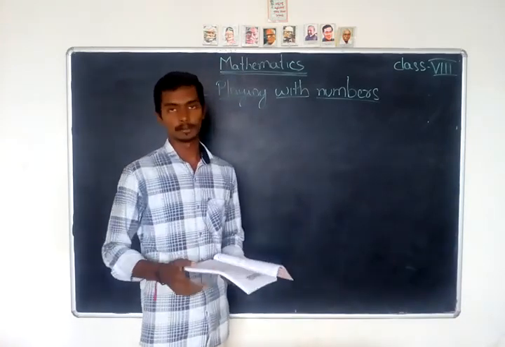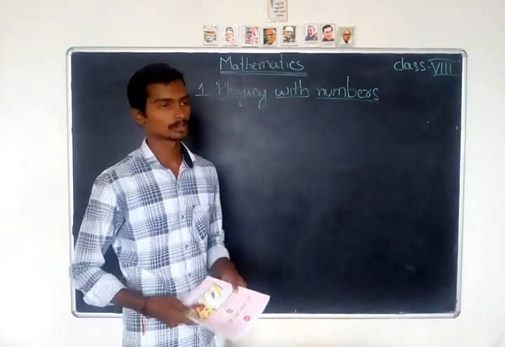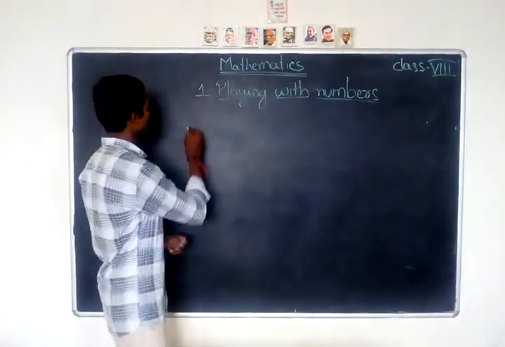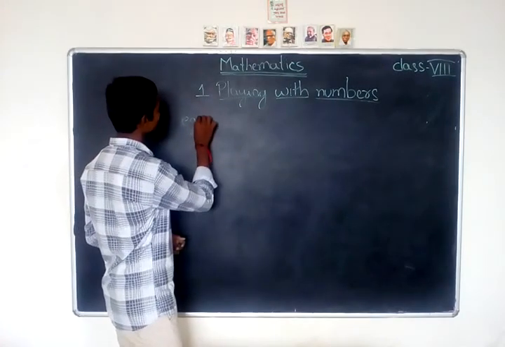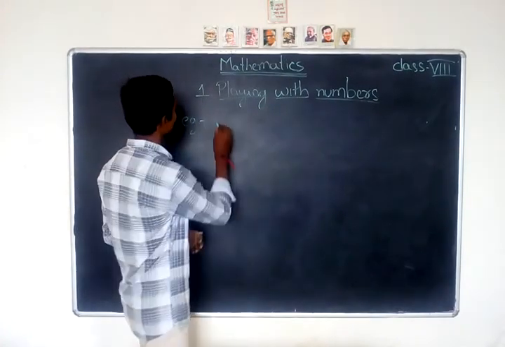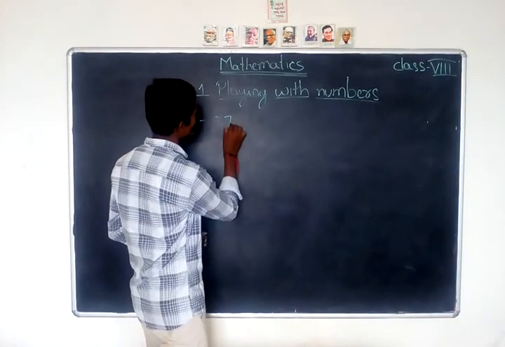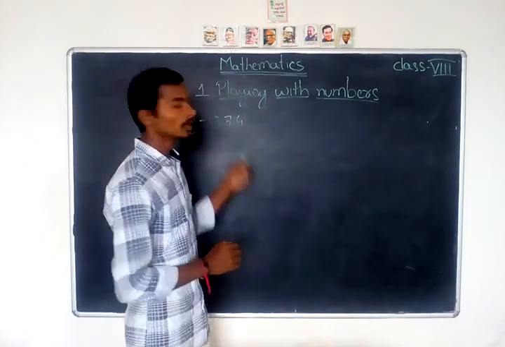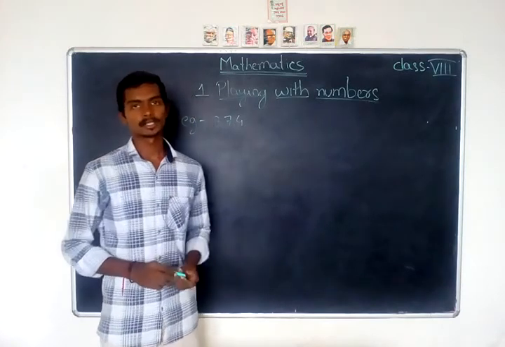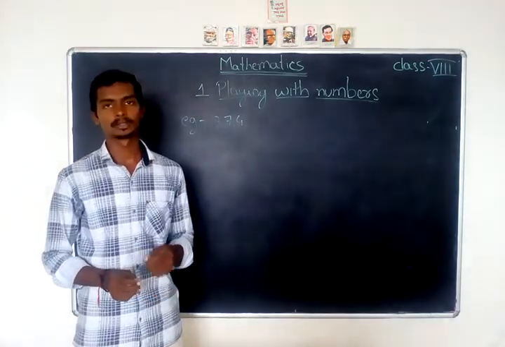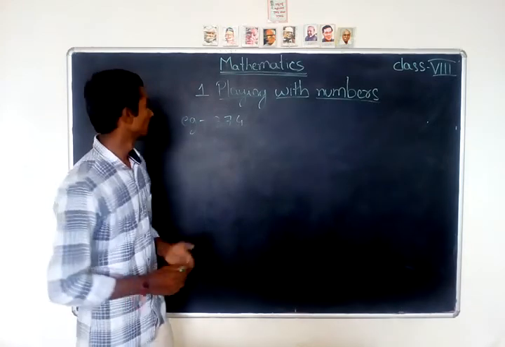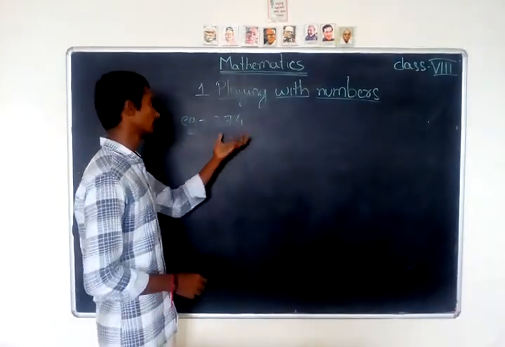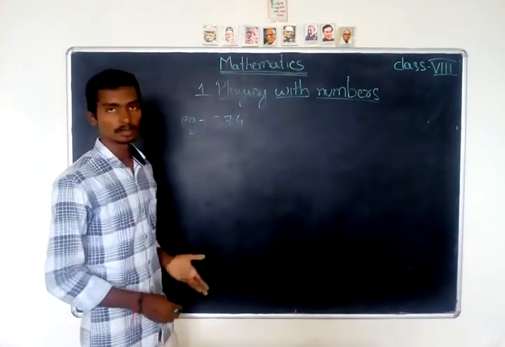general form of numbers. What is general form of numbers? Let me take an example and explain it to you. Example: 374. Okay. In your previous classes, you have studied about the place value, right? Okay. So what are the place values in this number?